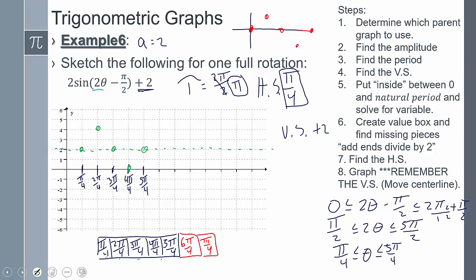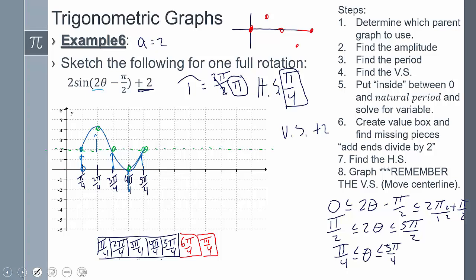I'm just following the pattern from sine. Or another way you can do it is you can say, okay, normally it starts here, but now move it up 2 spaces. Normally it starts here, but now move it up 2. Here, move it up 2. Both ways are fine. Both ways are okay.